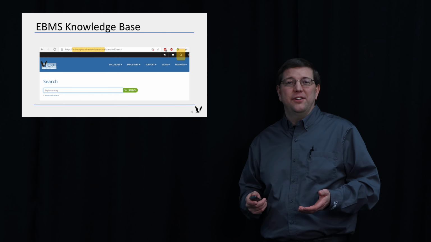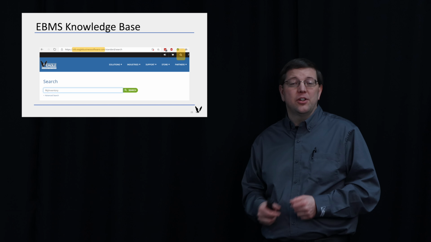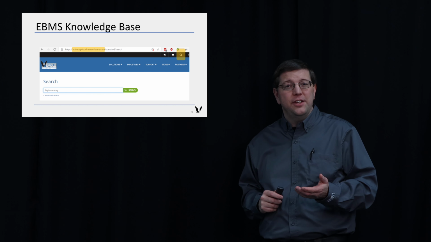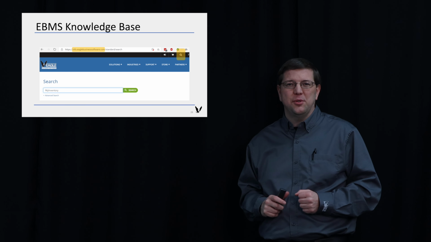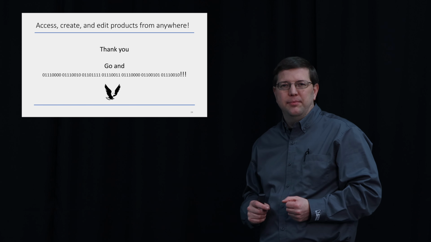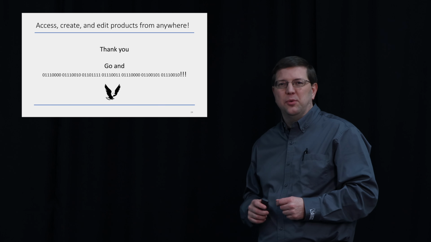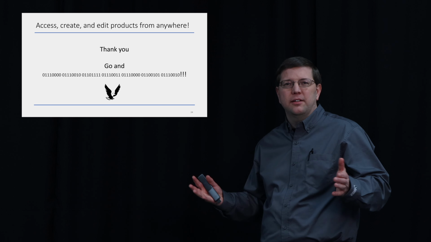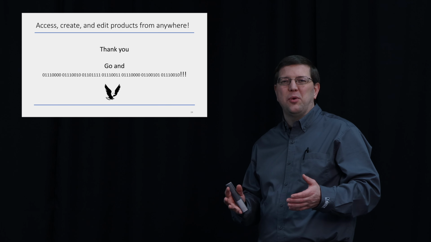The topics we covered and so much more are available on our knowledge base. Go to info.eaglebusinesssoftware.com, click on the search button, and search for My Inventory. My Inventory is a full-featured app that's designed to enable many first-line workers to access, create, and edit product information from anywhere. Thank you for watching.